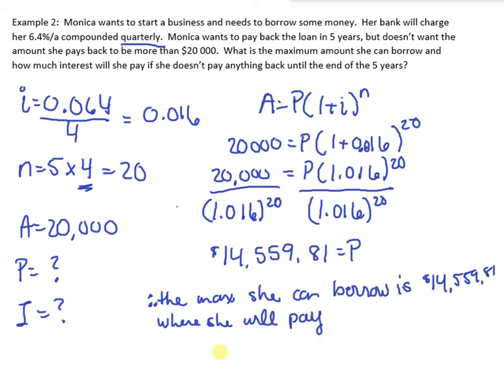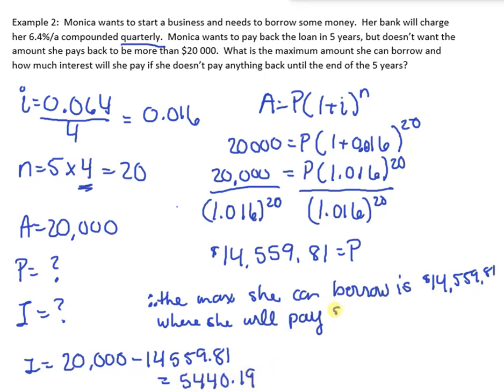Now let's figure out the interest. We know that she's going to have to pay $20,000. Let's subtract, so I equals 20,000 minus 14,559.81. And how much interest does that make? 5,440.19. So she's going to pay $5,440.19 in interest. And that's it.